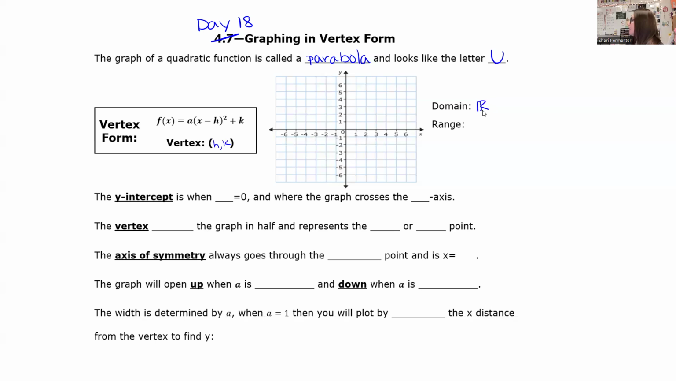So you can even look at your homework and anything that it asks you about the domain, it's all real numbers. I will tell you that quadratics do exist that aren't just like this. They also go on their side like a C. We're not going to graph those, but they do exist. So I do want you to know they exist, but we're not going to graph them here in algebra 2.